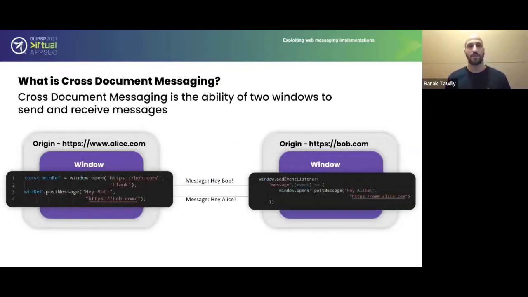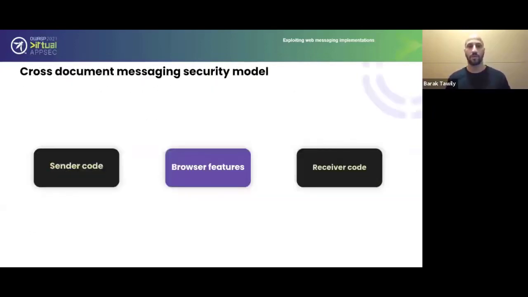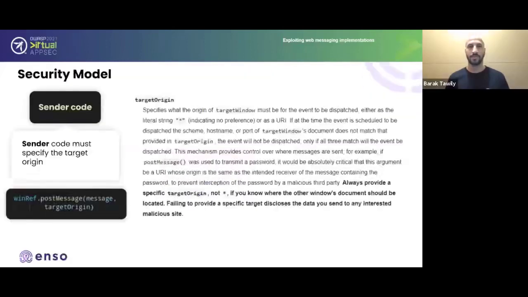Now, let's understand the cross-document messaging security model and its weaknesses. So basically, we have three components where security features can be implemented. We have the sender code that can apply security inside the sender code, the receiver code, and the browser feature that allows us to set some headers in order to avoid risky situations. So let's understand the sender code security model.